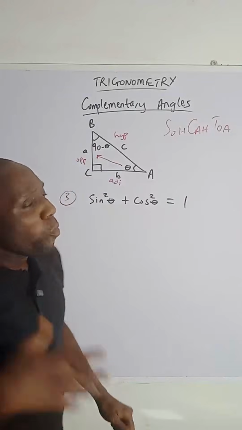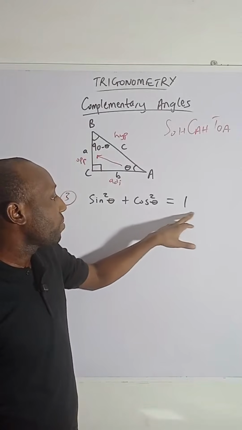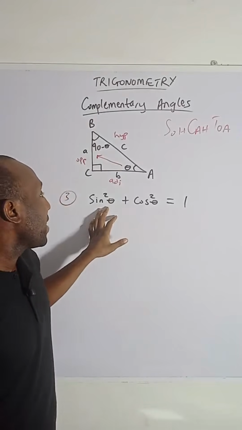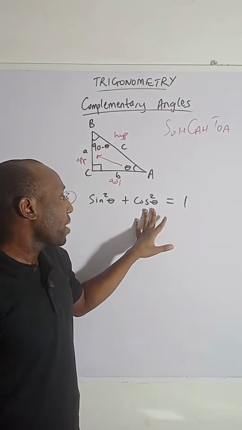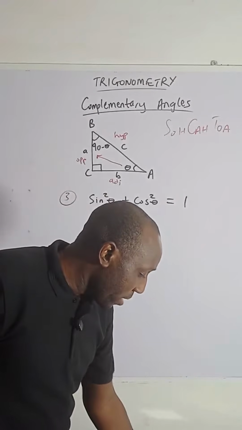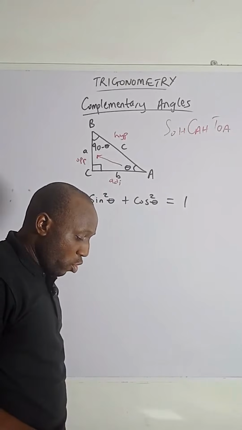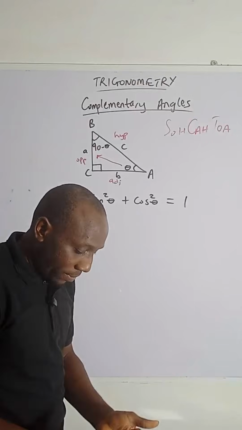But why is this so? Who can tell me how this can be proven? How can we prove that sine square theta plus cos square theta is equal to 1? If you know it, say it in the comments.